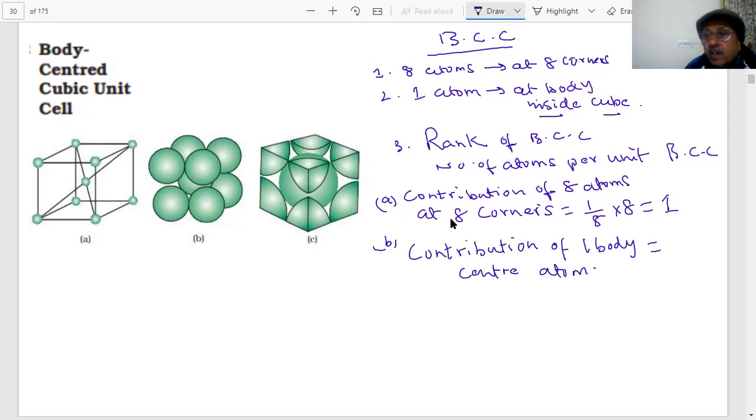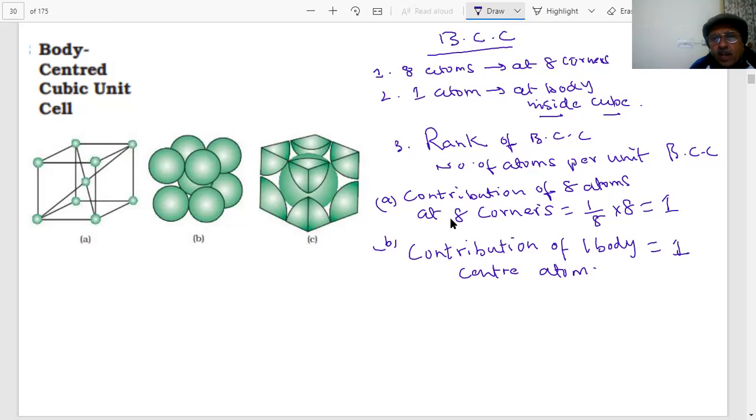Contribution of 1 body center atom. You can see that this atom I have shown like this here. Actual story is like this. Now this is the body, which is touching the other two corners. So it is inside the unit cell, the whole unit cell. It is not shared by any other unit cell. Is it? No, it is not shared by any unit cell, students. So the contribution is 1.